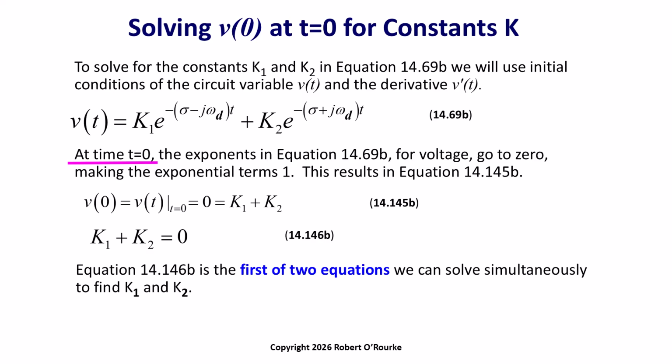At time 0, the exponent terms in equation 14.69b go to 0. E to the 0 equals 1, so the e terms go to 1, giving us equation 14.145b and 14.146b. Now we have our first equation for finding K1 and K2. We'll need another equation and we'll solve the equations simultaneously.